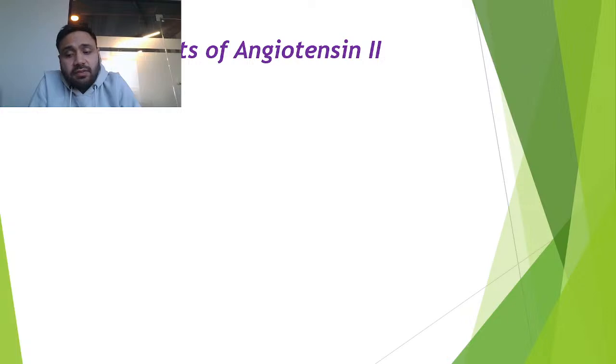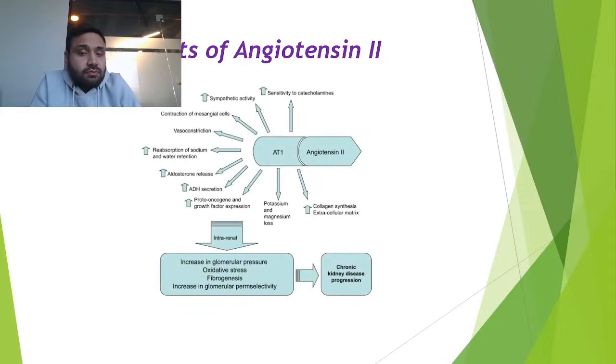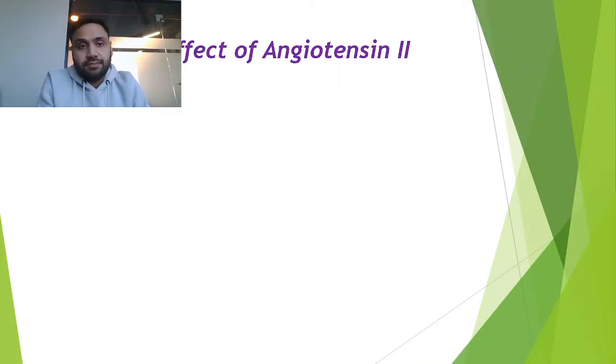So AT1 receptors, what do they do? They increase the sensitivity to catecholamines, increase the sympathetic activity, increase sodium and water reabsorption, lead to an increased amount of aldosterone secretion in the body, also promote release of ADH from the posterior pituitary, and lead to increased expression of genes which increase fibrosis and inflammation, and these lead to heart failure.